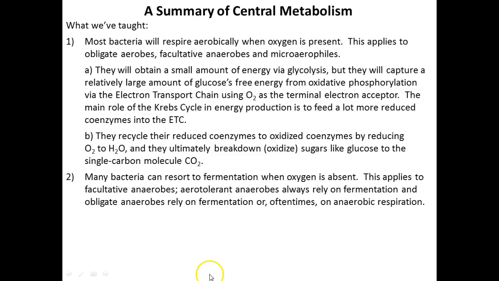Okay? So many bacteria can resort to fermentation when oxygen isn't present, right? So when there isn't oxygen, they're going to ferment the sugars instead. Remember, the major byproducts of fermentation are what? Acid, alcohols, and gases. Good. So this applies to our facultative anaerobes, right? When oxygen isn't present, they do fermentation. Your aerotolerant anaerobes actually always do fermentation, right? Obligate anaerobes can either do fermentation or they can do anaerobic respiration.